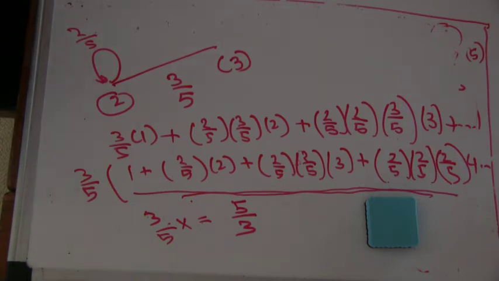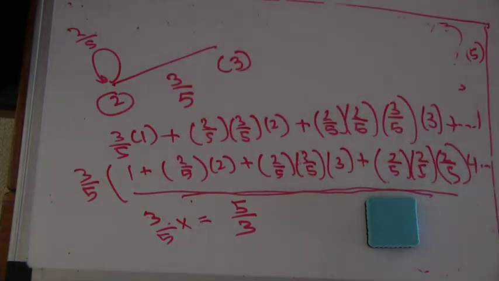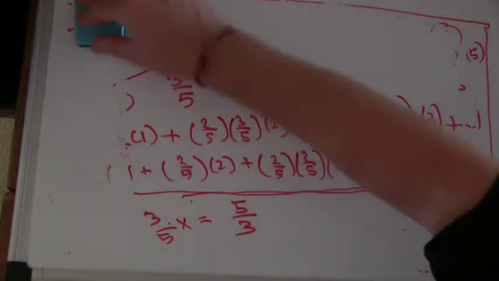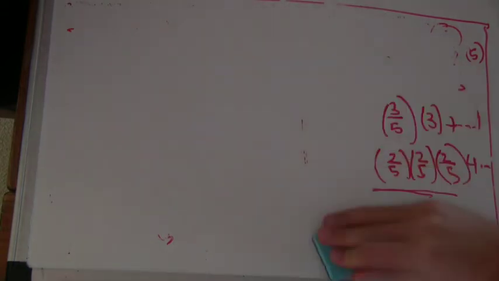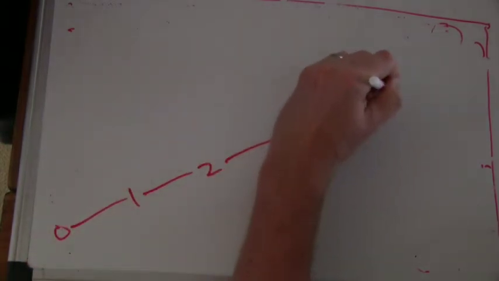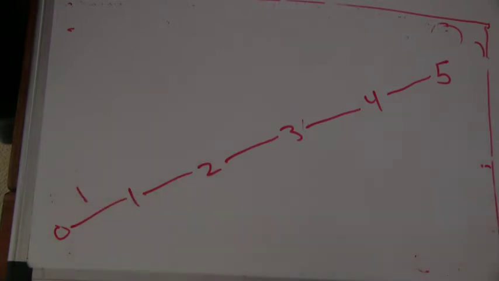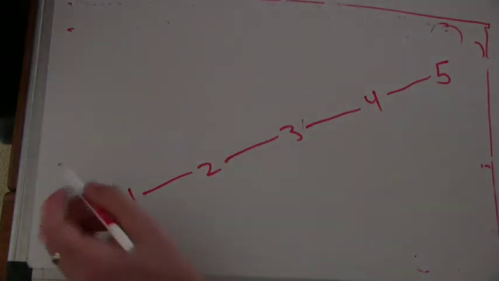Okay, so at the second step, to go from 2 to 3, it takes how many steps on average? 5/3 steps. So let's look at our chart now and see. We got one missing. I think I see something. 0 to 1 to 2 to 3 to 4 to 5. So this on average takes 1, or 5/5.